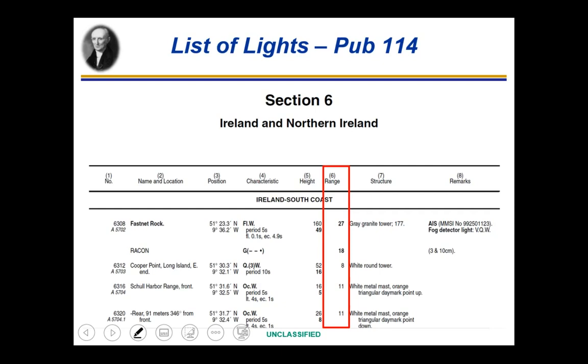The next column, column 6, is nominal range. We also need to write this down. This is the nominal range in nautical miles. So that 27 is actually 27 nautical miles.